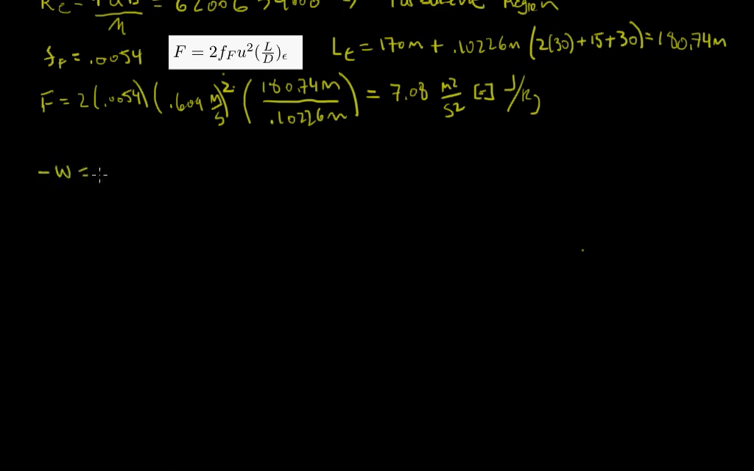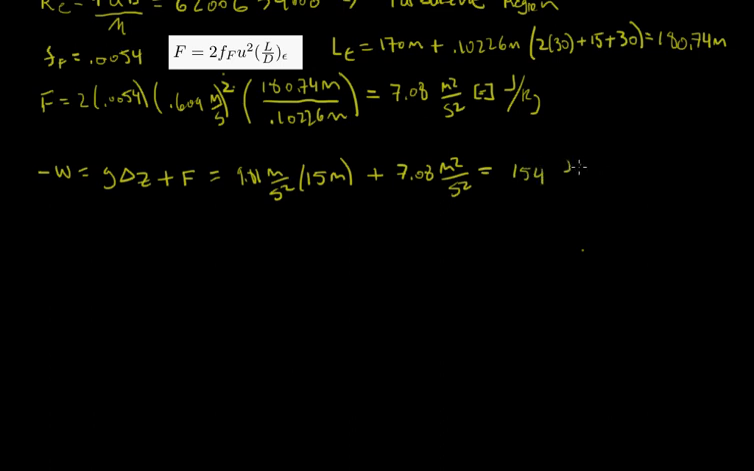equal to our gravity times the change in height plus our frictional effect, which is equal to 9.81 meters per second squared times 15 meters. That was the change in elevation from our point 1 to point 2, 15 meters. And then we're going to add to that our frictional dissipation, which is 7.08 meters squared per second squared. And that gives us a work of 154 joules per kilogram.